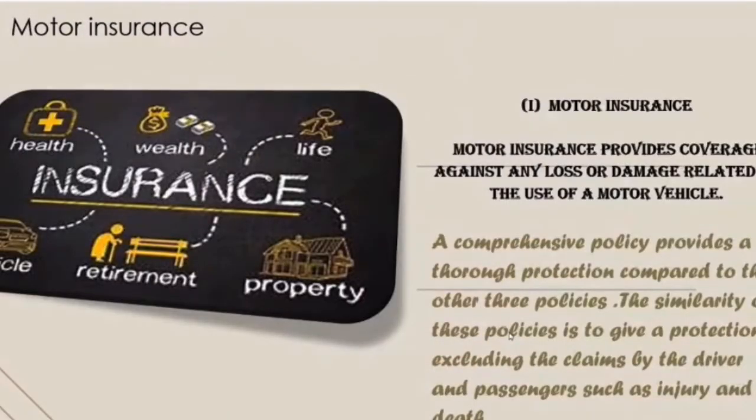As you know, motor insurance provides coverage against any loss or damage related to the use of a motor vehicle. A comprehensive policy provides thorough protection compared to the other three policies. The similarity in these policies is to give protection including the claims by the drivers and passengers, such as injuries and death.